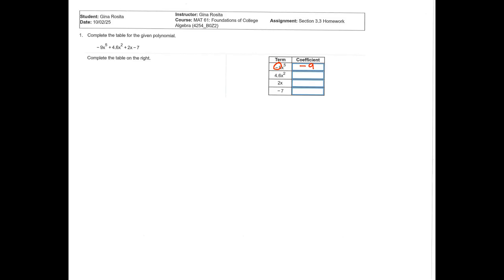Now the next is 4.6x squared. The coefficient is 4.6, so I just put 4.6. How about 2x? The coefficient is 2. Negative 7, just put negative 7. Okay, this is for the coefficient of a term. This is for number 1. So now go to number 2.